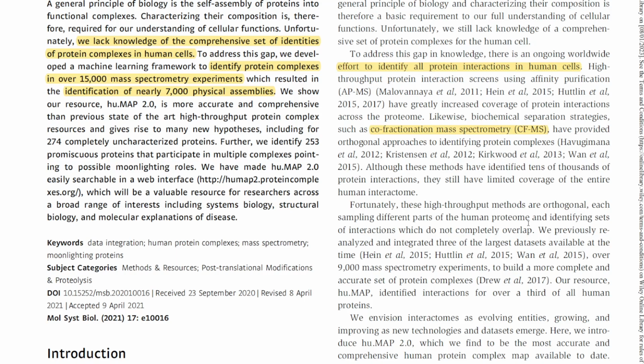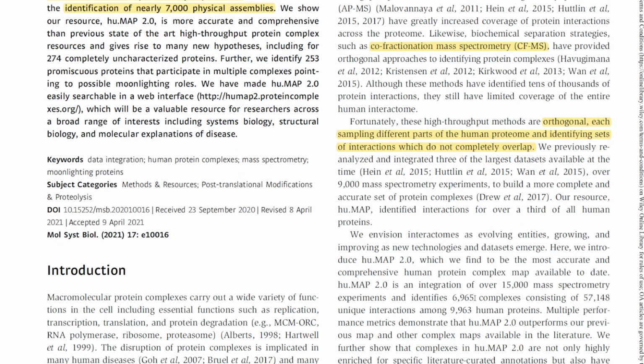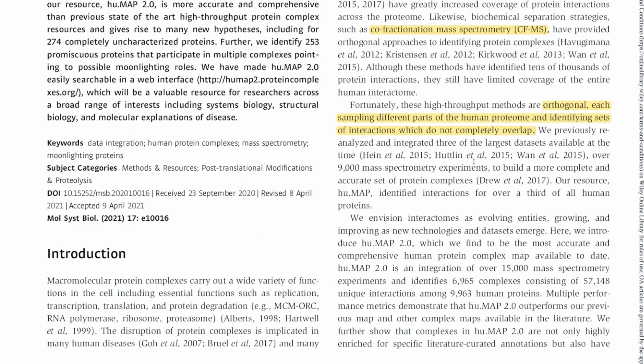We previously reanalyzed and integrated 3 of the largest datasets available at the time, over 9,000 mass spectrometry experiments, to build a more complete and accurate set of protein complexes. Our resource, Hu.MAP, identified interactions for over a third of all human proteins. We envision interactomes as evolving entities, growing, and improving as new technologies and datasets emerge.